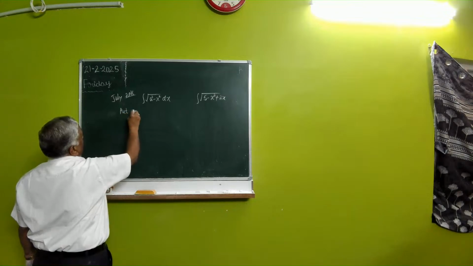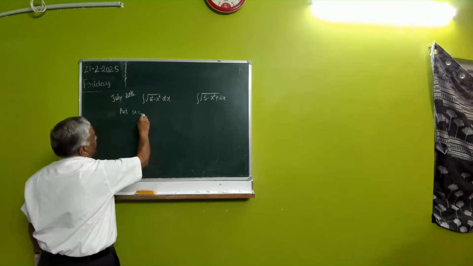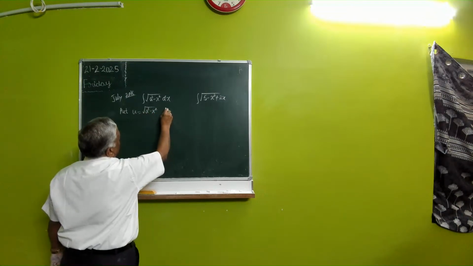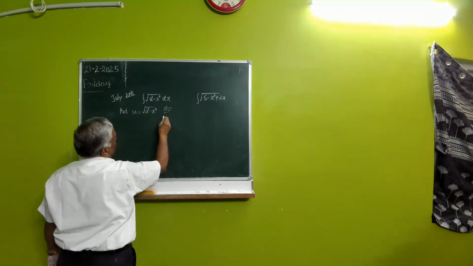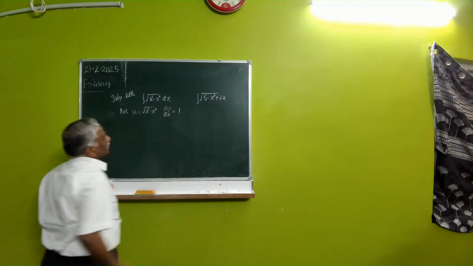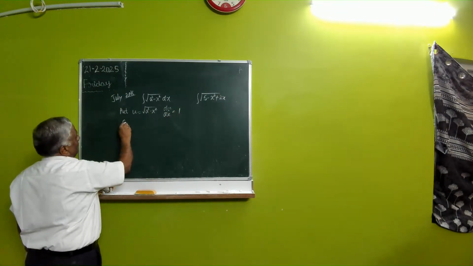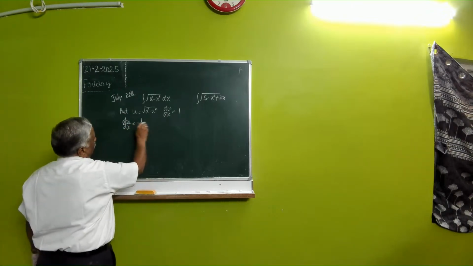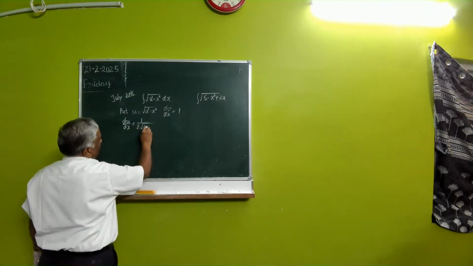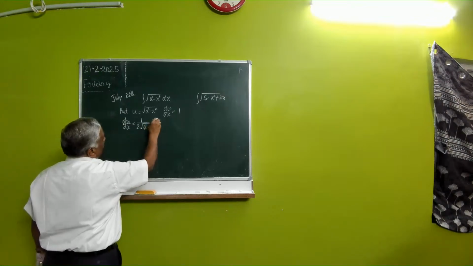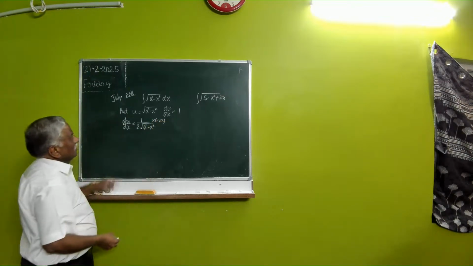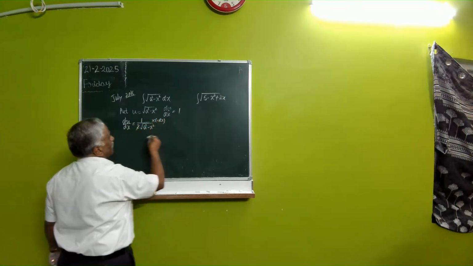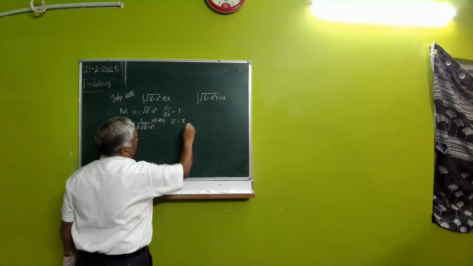Put u is equal to root of a square minus x square, dv by dx is equal to 1. So what is du by dx? du by dx is going to be 1 over 2 into root of a square minus x square into minus 2x. You have to be careful. This 2 and 2 will cancel. So you get v is equal to x.